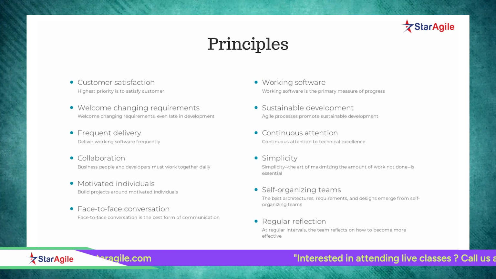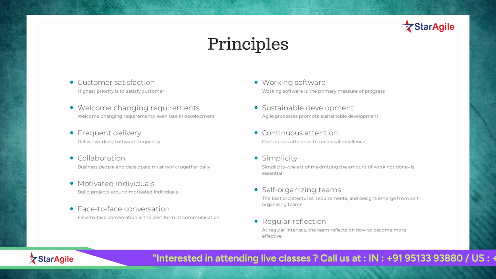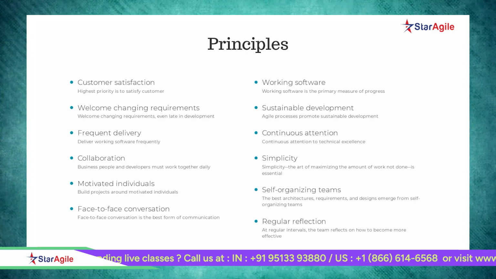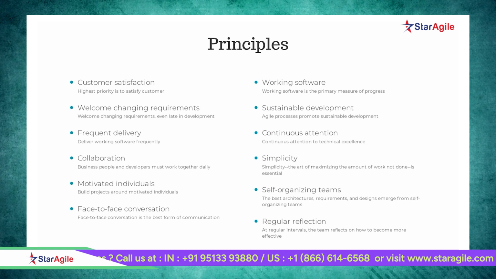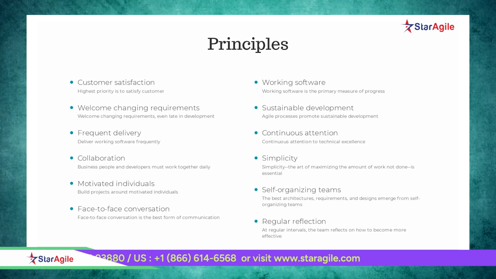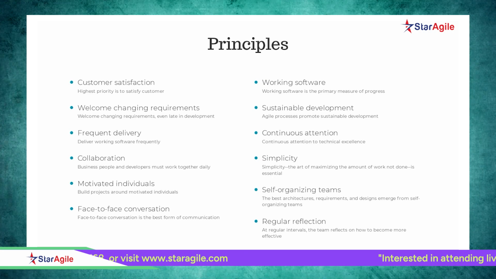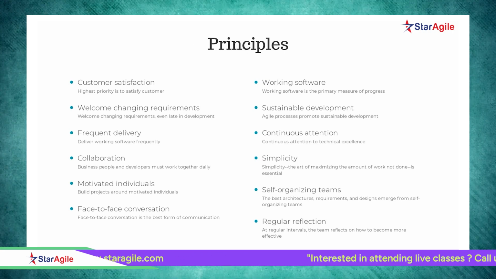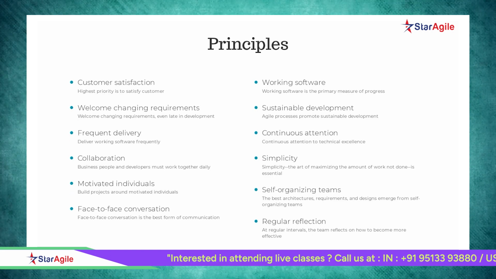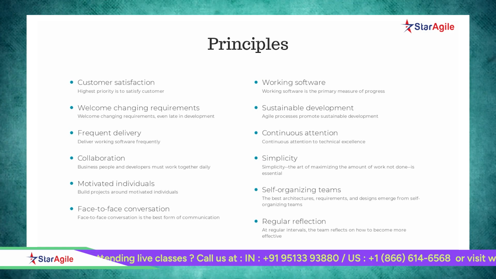The fifth principle, build projects around motivated individuals. Give them the environment and support they need and trust them to get the job done. Agile teams are self-organizing and empowered to make decisions. By trusting and supporting motivated individuals, teams are more likely to take ownership of their work and deliver high quality results.